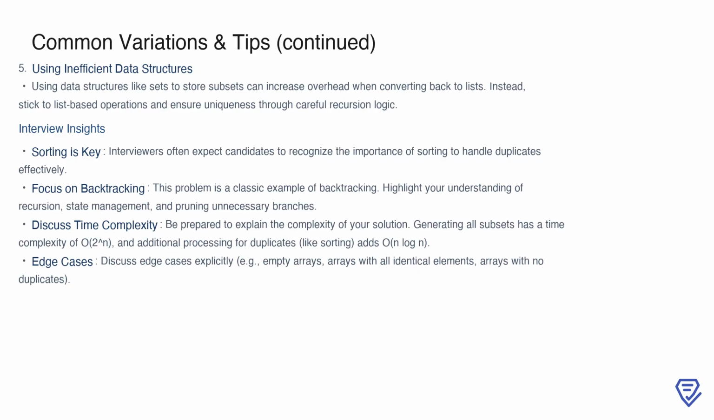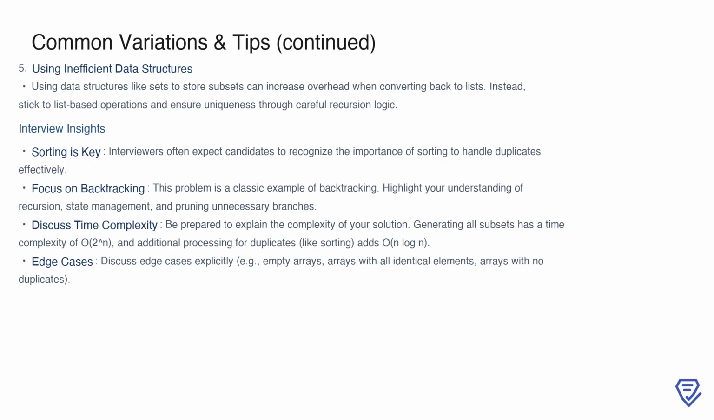Generating all subsets has an inherent complexity of 2^n, but sorting adds an additional n log n, so your explanation should account for both. Lastly, always address edge cases, such as empty arrays, arrays with all identical elements, or those with no duplicates. These discussions demonstrate a thorough understanding of the problem.